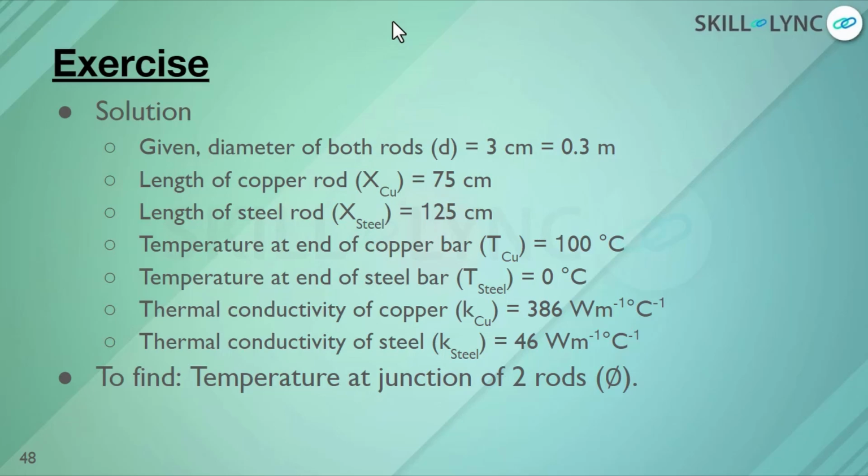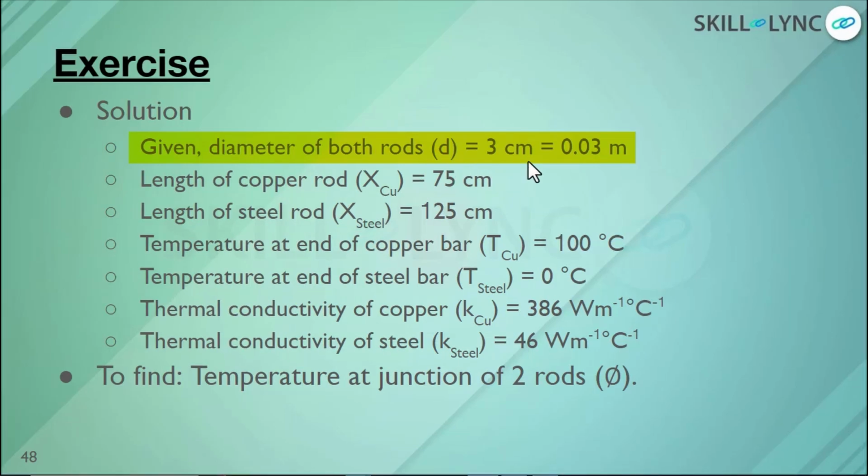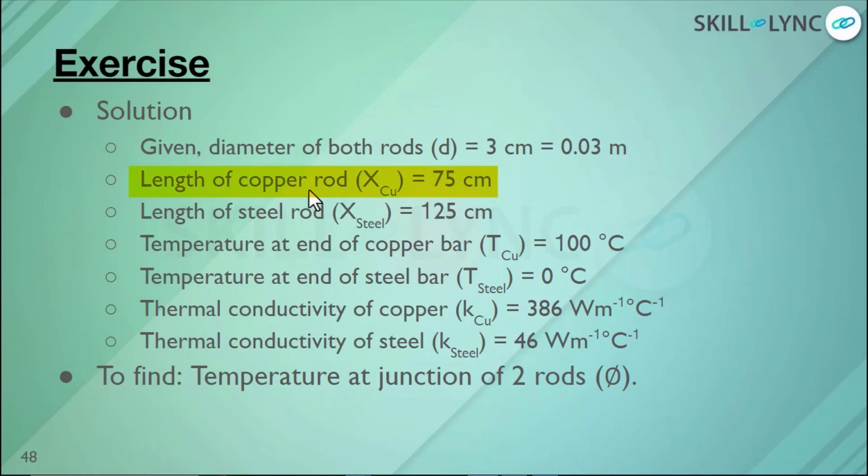Let's list out the given conditions first. Given the diameter of both rods, which we have denoted by D, is 3 centimeter. To convert 3 centimeter to meters, we can write it as 0.03 meters. The length of the copper rod is given as 75 centimeter. We have denoted it by X_Cu, that is the length of the copper rod. The length of the steel rod is given as 125 centimeter, that is X_steel, the length of the steel rod.